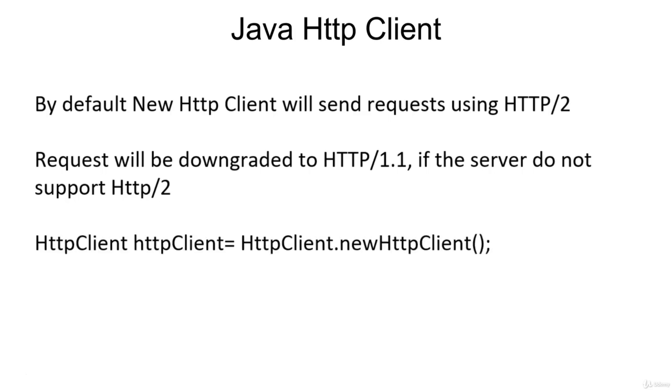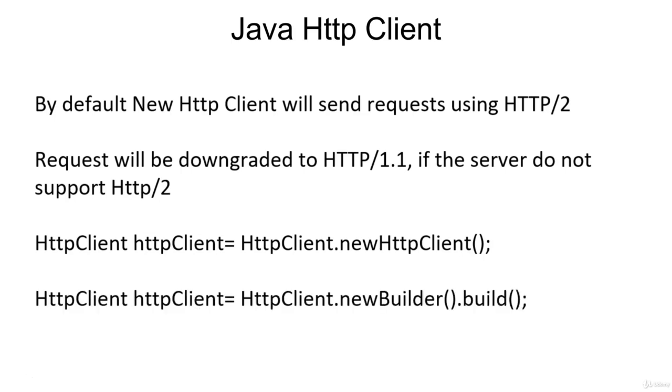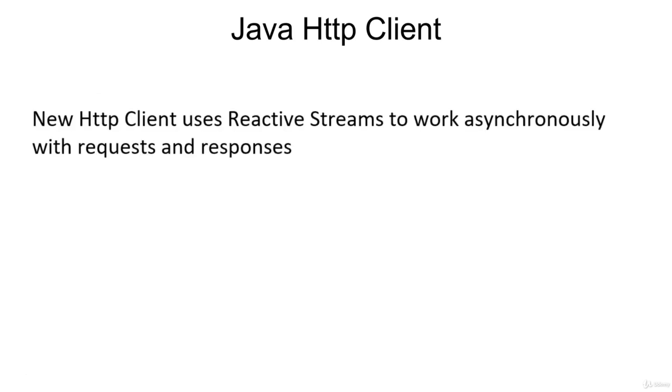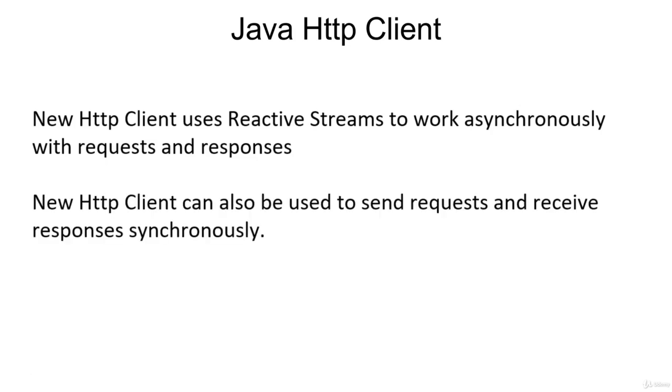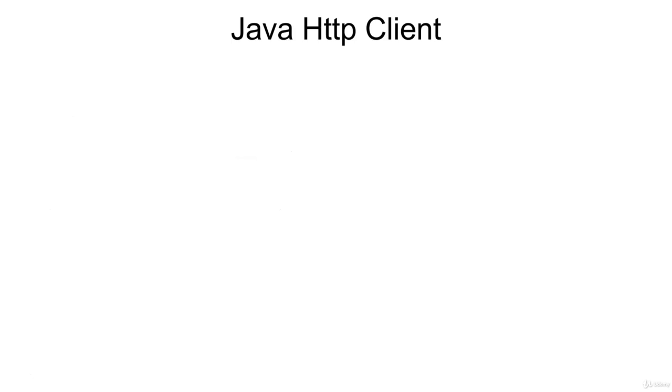There are two ways to create instances of HTTP client. First is using HttpClient.newHttpClient, and the second through builder, which is HttpClient.newBuilder().build(). The new HTTP client uses reactive streams to work asynchronously with requests and responses. It can also be used to send requests and receive responses synchronously.